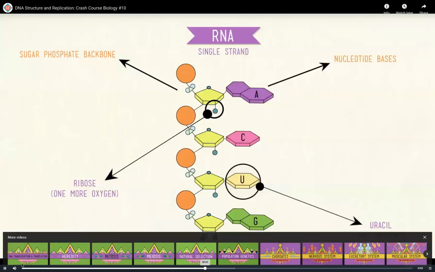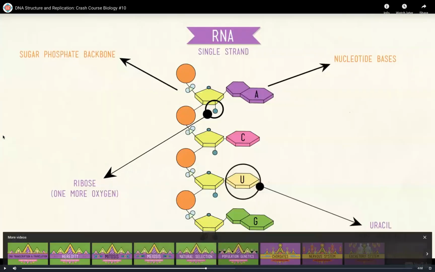RNA is super important to the production of our proteins, and you'll see later that it has a crucial role. All right, let's look at why RNA is like the messenger.